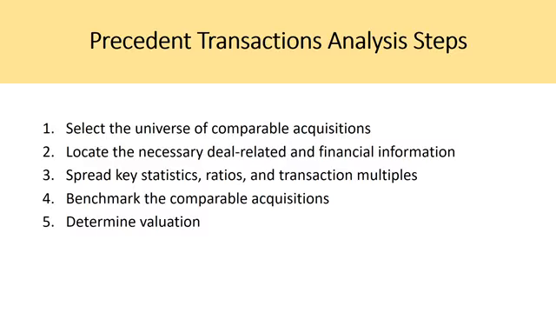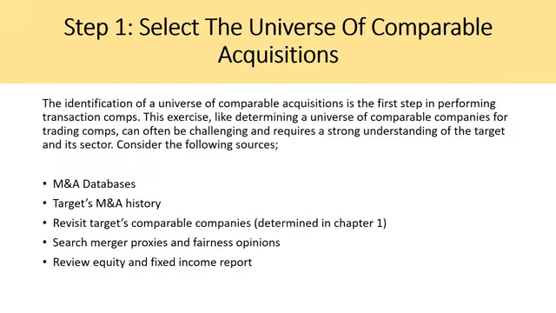So it shouldn't be a specific number, but a range of between one multiple and another multiple. Okay. So step 1, select the universe of comparable acquisitions. The identification of a universe of comparable acquisitions is the first step in performing transaction comps. This exercise, like determining a universe of comparable companies for trading comps, can often be challenging and requires a strong understanding of the target and its sector.